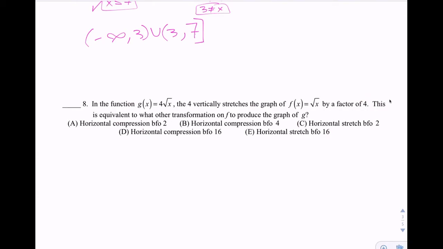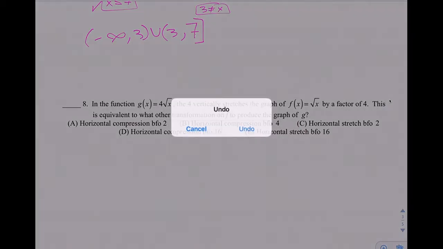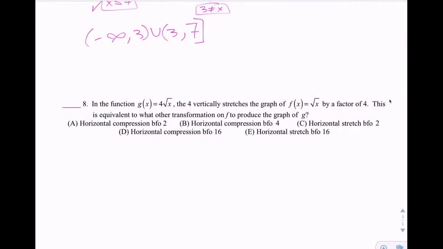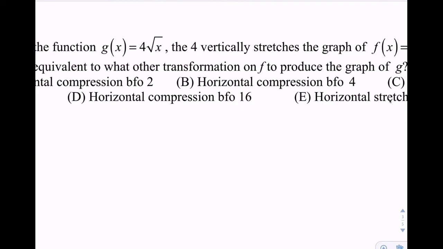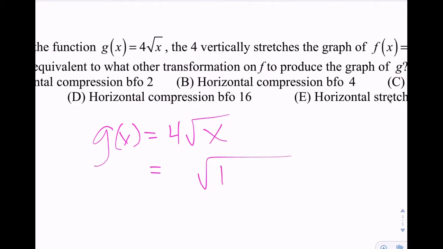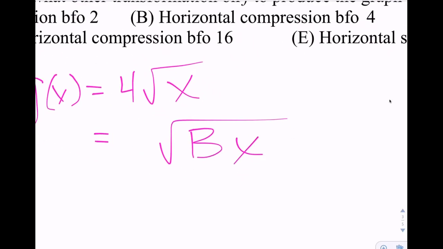Everything talks about horizontal stretch or horizontal compression. What letter in the standard transformation form is responsible for the horizontal dilations? A, B, C, or D? B. So I need to somehow take g of x equals 4 square root of x and write it equivalently as the square root of something times x. And every function's unique. So how do I get a 4 back under the square root?